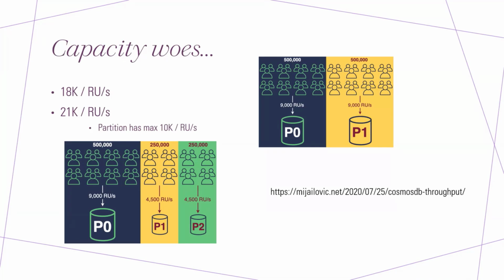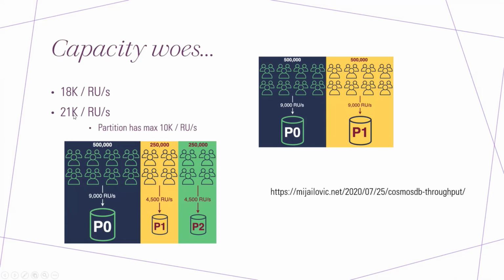Now, let's talk about capacity. You are buying RUs per second. Now, let's talk about this case. I have 2 partitions, and I purchased 18,000 RUs per second. So this is what I have. Remember, a partition is limited to 10K RUs per second. This is what I get.